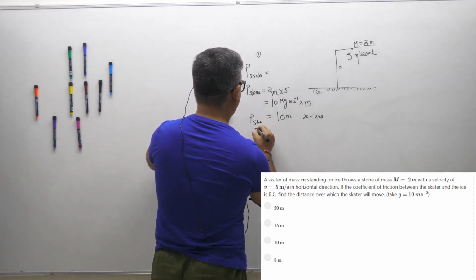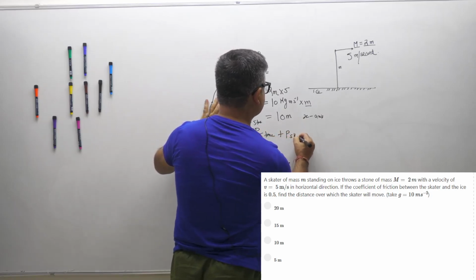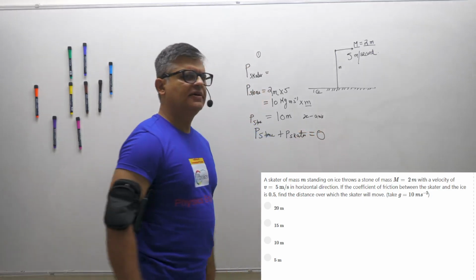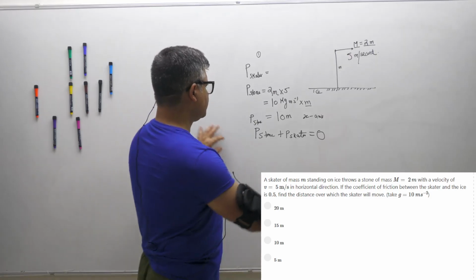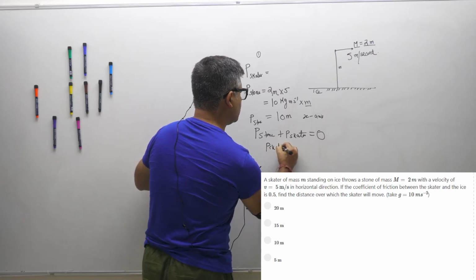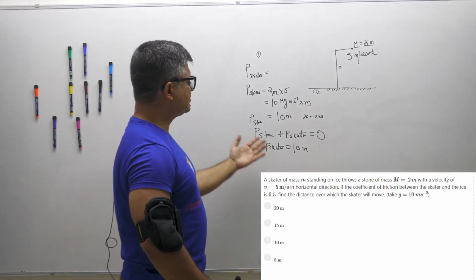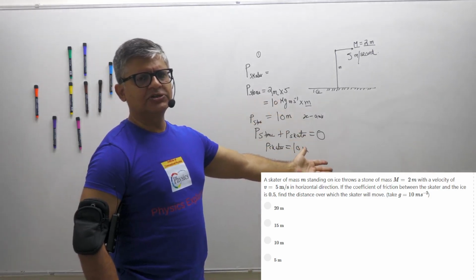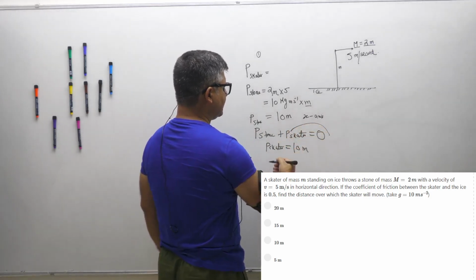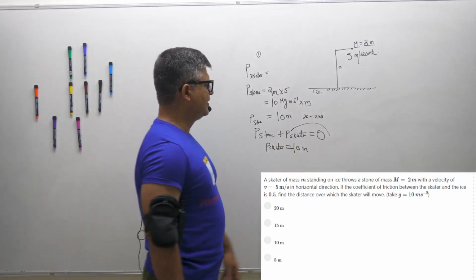the momentum of stone plus the momentum of skater is equal to zero. It should be zero, right? There is no external force. So that means the momentum of skater should also be equal to 10m, right? Same as that of the stone which is thrown, but in the opposite direction, because this will go on the other side, and therefore P skater will become minus 10, right?